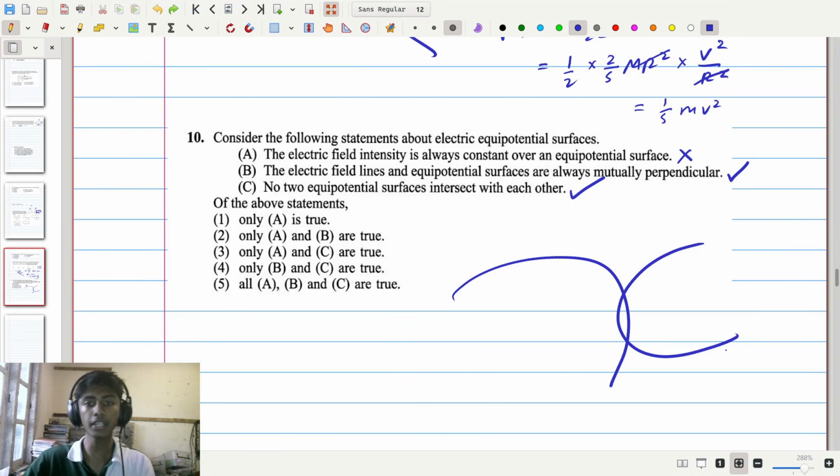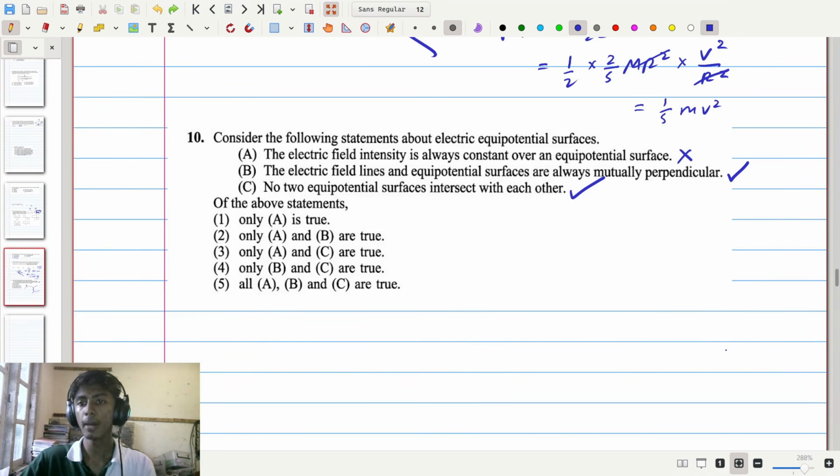So therefore, the correct answers are A is wrong, B is correct, and C is correct, which gives us B and C only as the correct answers, which means the only correct answer here is answer number 4. B and C are true. And with that, we are done with question number 1 until question number 10.